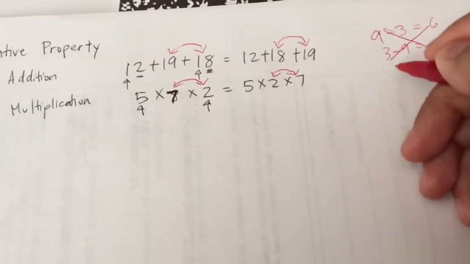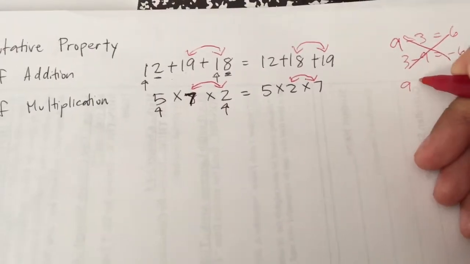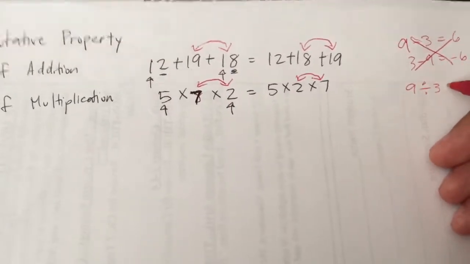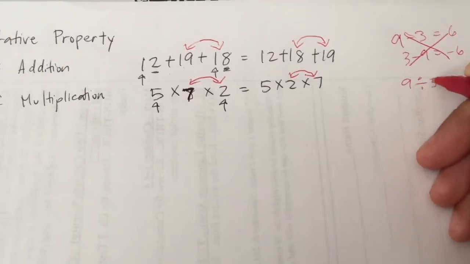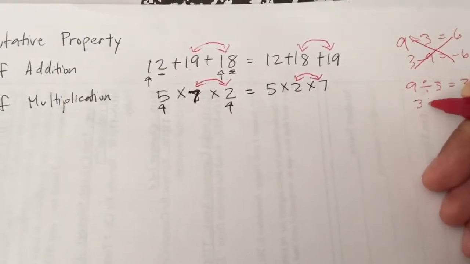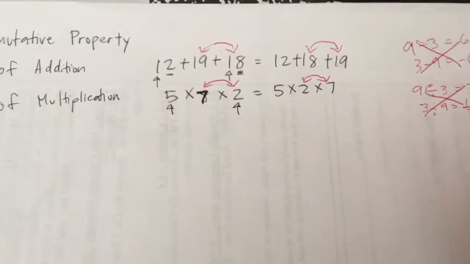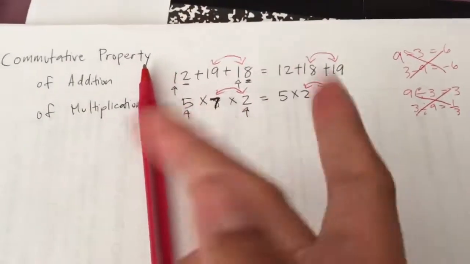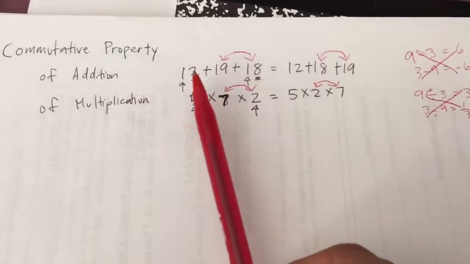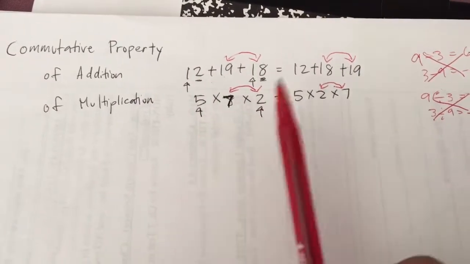It also doesn't work for division, and we could use those numbers again. If we do 9 divided by 3, it equals 3. But if we were to switch the 3 and the 9 and do 3 divided by 9, it would equal 1/3. And so commutative property, the switching of numbers, will only work for addition and multiplication statements.